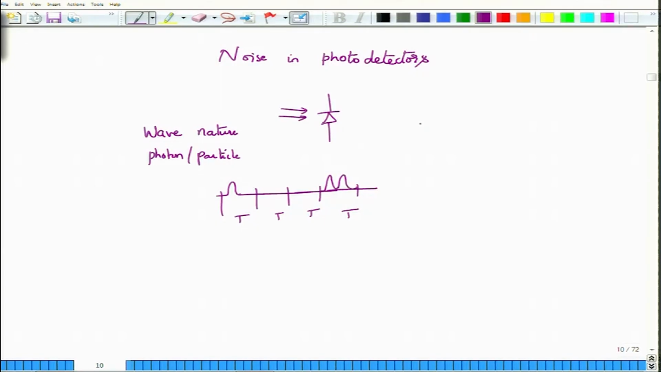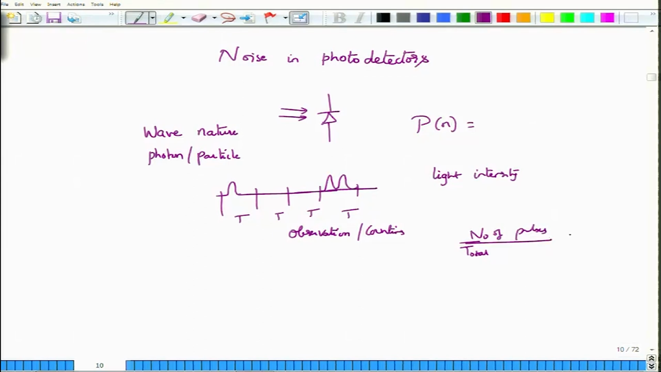The number of photons that you receive in a particular time interval t is called the observation time interval, or sometimes the counting interval. In that interval, these photons do not arrive in a steady manner; they arrive with some randomness. This randomness manifests very nicely when the light intensity is very small, so that if you count the number of pulses and divide by the total observation time, this average will be much less than 1.